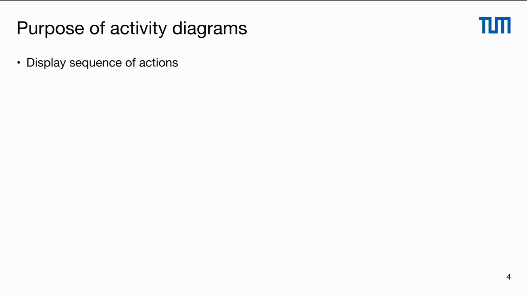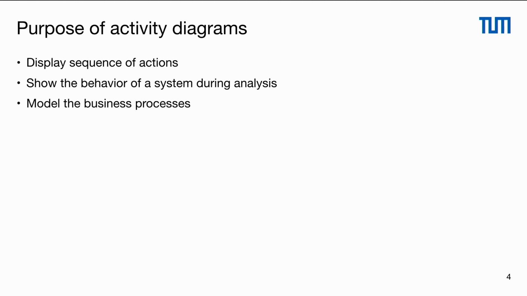The purpose of activity diagrams is that they show the dynamic behavior by displaying a sequence of actions in a specific order. They show the behavior of a system during analysis, and they can also be used to model business processes or software lifecycle models, as we have seen in an earlier unit. So you could, for example, model a software engineering process, such as the waterfall model, the V model, or Scrum with an activity diagram.